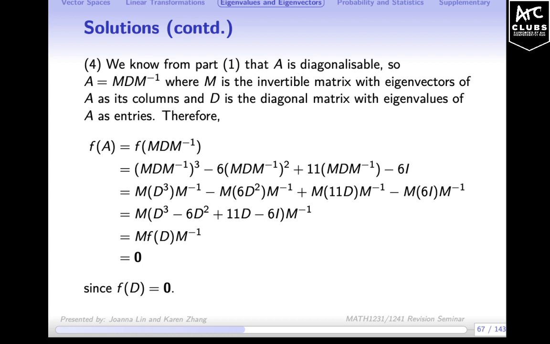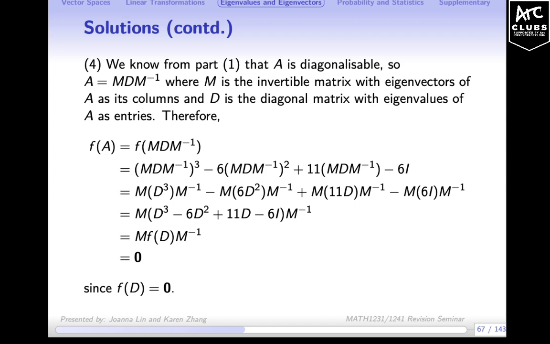Subbing that in, we have this equation here, and we can actually simplify it to this here. Because remember, M times M inverse, when you multiply them together, cancels out anyway, so you're just left with these here. I've just moved the constant inside the bracket to make it easier for the next step, where we factorize out M and M inverse, and in the middle here is your polynomial f of D. And from part 3, we know that f of D is equal to 0, so this here, f of A, is just equal to the 0 matrix.